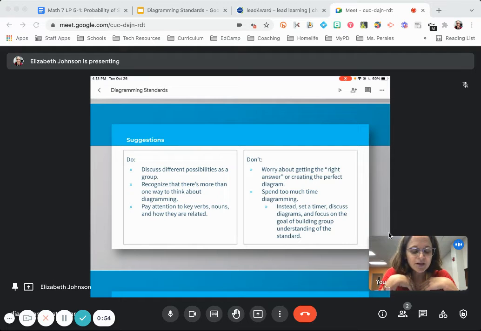When you're diagramming these standards, don't worry about getting it perfect. Don't worry about there being one right answer and trying to find what that is. That's not the case. Don't spend too much time on it. I would suggest instead setting a timer, discussing the diagrams together, and then just focus on the goal of building group understanding of the standard.